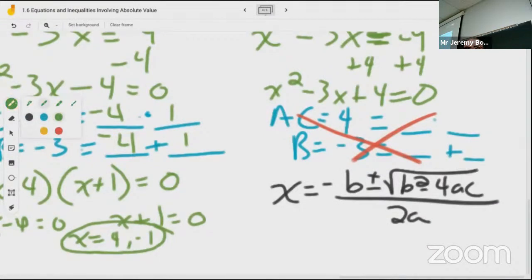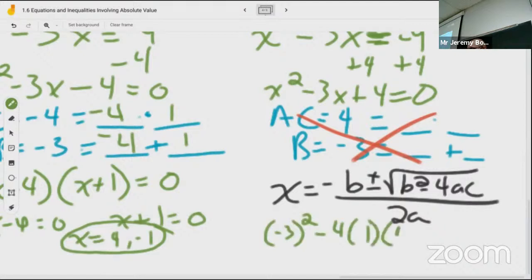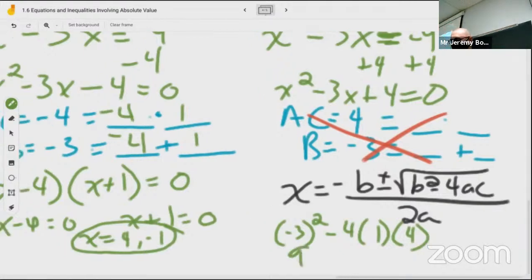So the first thing we're going to try is the discriminant, the b squared minus 4ac. So we're going to do b squared, which would be negative 3 squared, minus 4 times 1 times 4. Correct? Yep. Oh, that doesn't look good. So this is going to be 9 minus 16, which would be negative 7. Correct? Is that right? Yes. So what does that tell us? What does the negative 7 tell us?